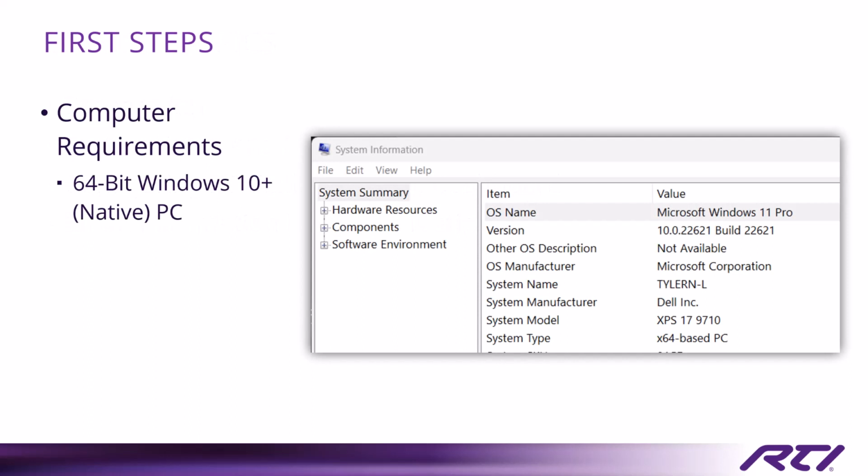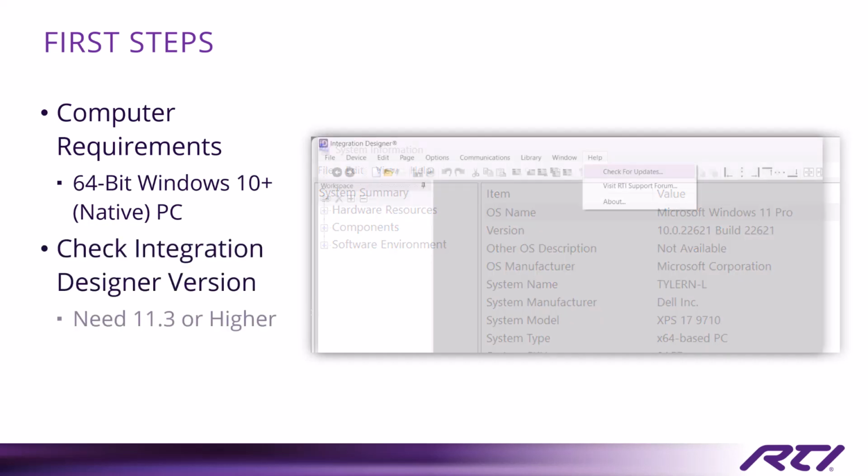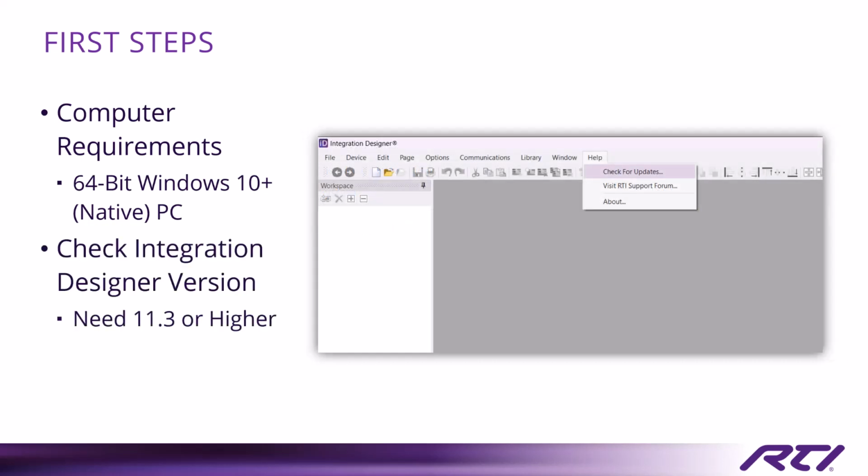Let's begin. First, make sure you have a 64-bit PC running Windows 10 or higher as its native operating system. Next, always check to make sure you have the latest Integration Designer programming software on your computer. RTI Authentication is only available on version 11.3 and higher. This should be done automatically if your computer is online when you open the software, but a manual check can be done by clicking on Help and then Check for Updates.